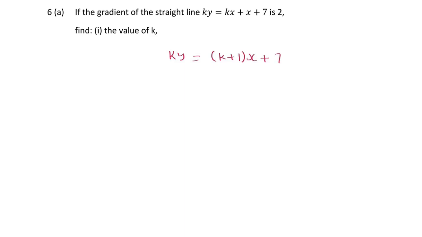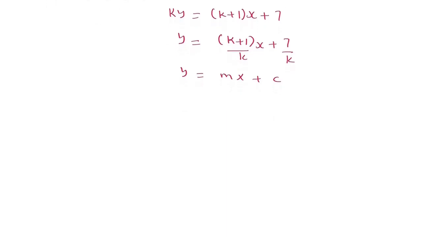Okay, so let us now make y the subject by dividing by k both sides. Then our equation is going to be y equals, in brackets, k plus 1 over k, x plus 7 over k. Okay, so now let us recall the general equation of a line which says y equals mx plus c, where m is the gradient. Now from comparison with our equation above, we can see that m equals k plus 1 over k. But we have been given the value of m as 2 from our question. Then we can substitute this.